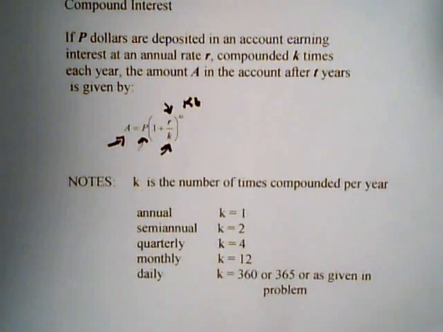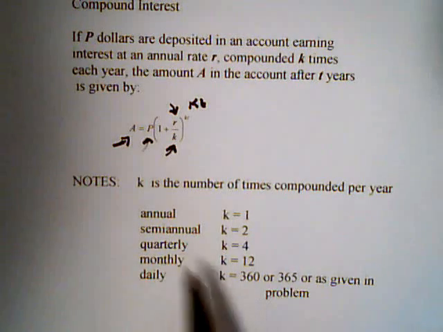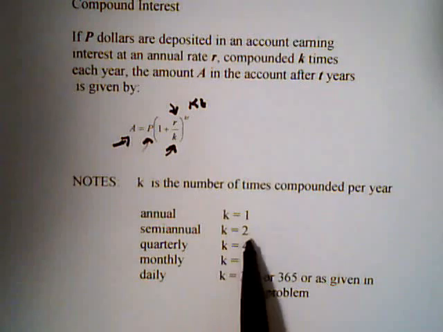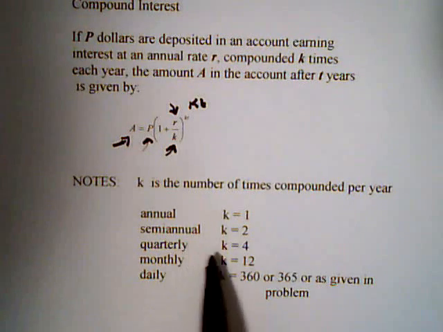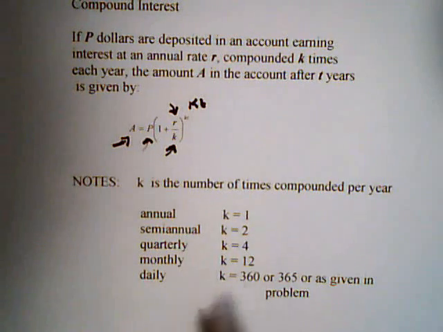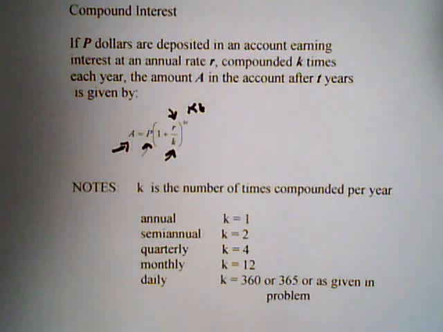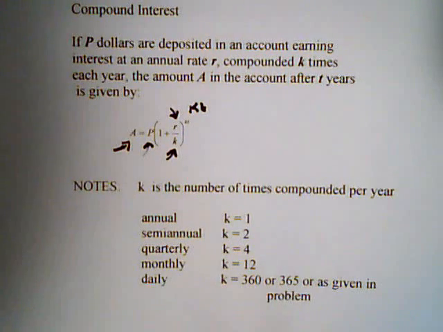I have some notes on compounded and K. Remember, K is the number of times compounded per year. If that's annually, K would be 1 time per year. Semi-annually, K would be 2 times per year. Quarterly, K is 4 times per year. Monthly, K would be 12 times per year. And daily would be 360 or 365, or maybe as per given in a special problem if they want you to go with a certain number of days.